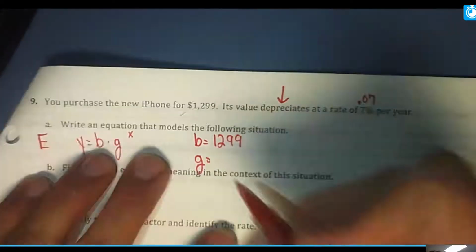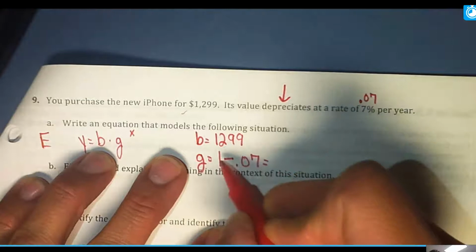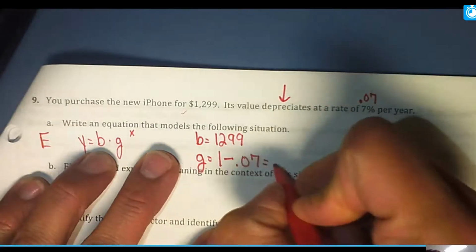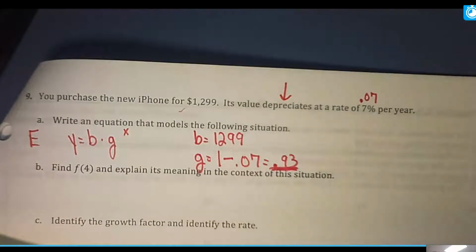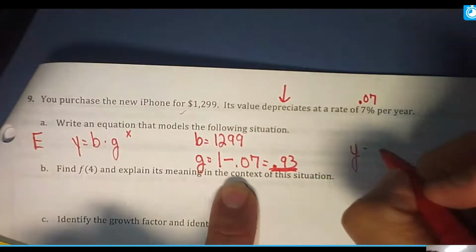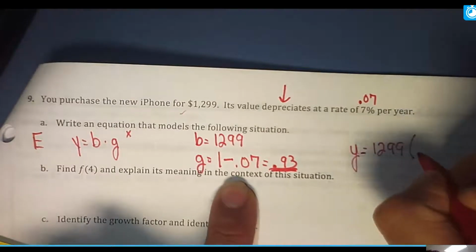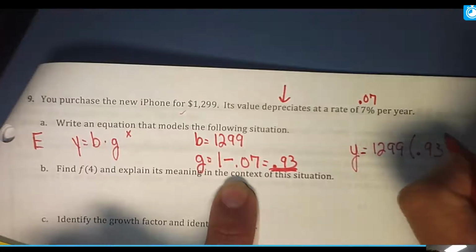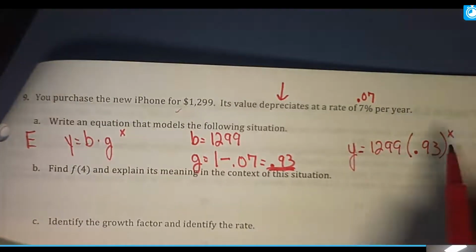So G is going to come from 1. I subtract it because it's depreciating. And $1 take away 7 cents is 0.93. So this is my final G. And now I'm going to write the model. Y equals, to get my new amount, it'll be $12.99, and then in parentheses this 0.93 to the x power. And remember, this is your new amount and this is time.